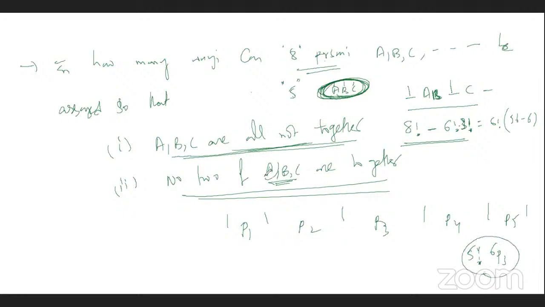And as I said, A will go into any one of the 6 gaps, B will go into any one of 5, C will go into any one of 4. So 6P3. Or otherwise, what did I say? Arrangement of n objects into r places. How many objects are here? 3 objects into r places. r places means 6. So it is 6P3. No doubt.